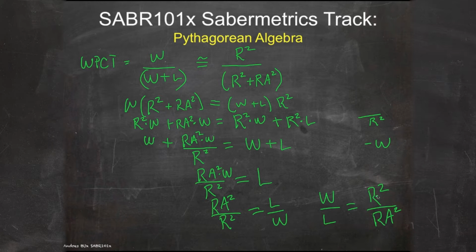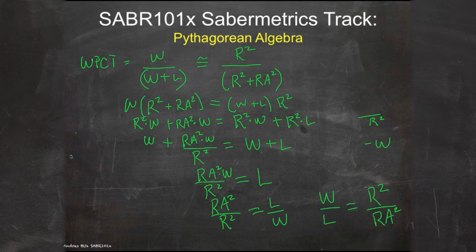I can square this term, and now I can put parentheses here, and now I've got the form that I really want to use in some R code to analyze the best way to do the Pythagorean exponent.